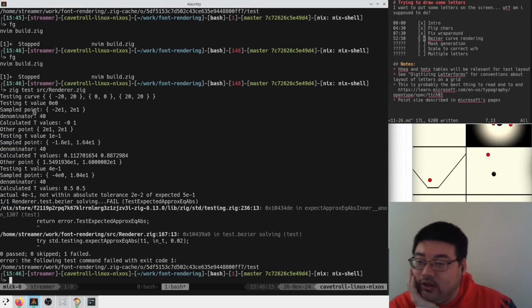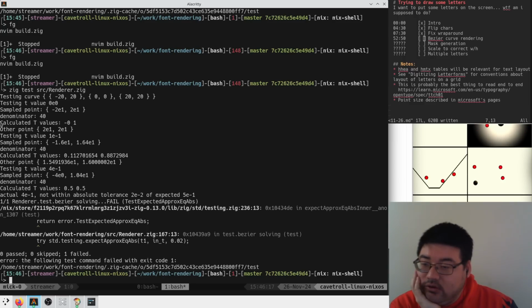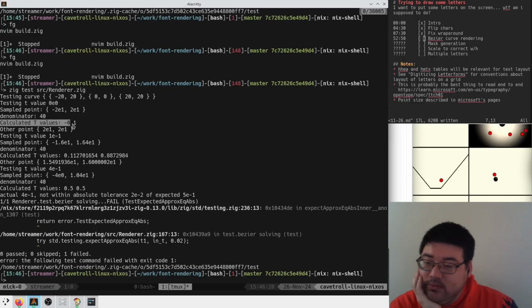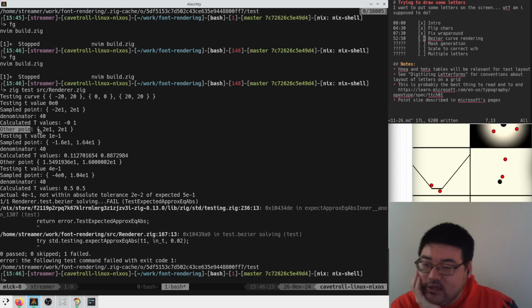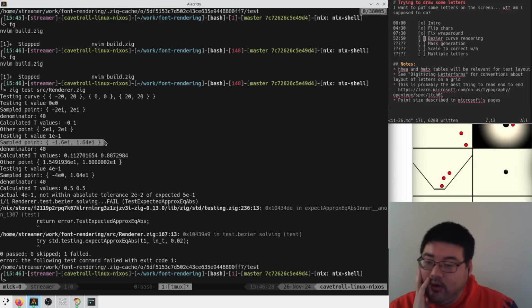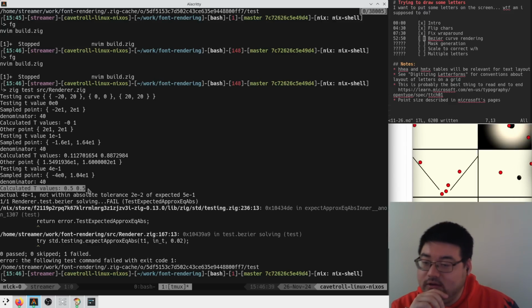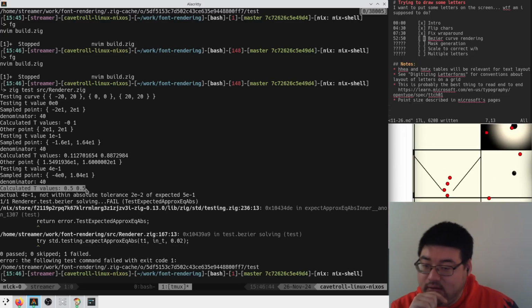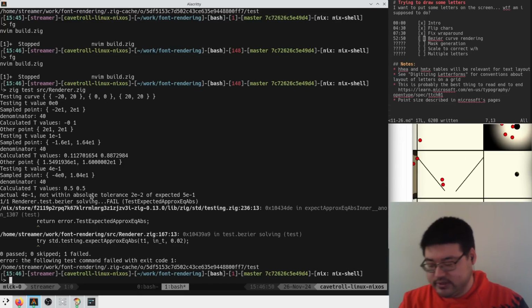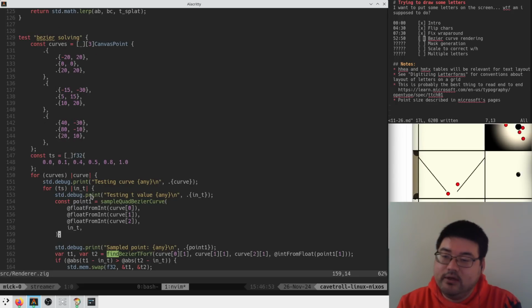Okay. So here we say we're testing t value 1e-1. So the first thing we get is values 0 and 1, which is correct. Then we test value 0.1, which we sample the incorrect point. Then we test t value 0.4. And then we end up calculating t values 0.5, 0.5 again. This seems bad. There's got to be some sort of precision issues.